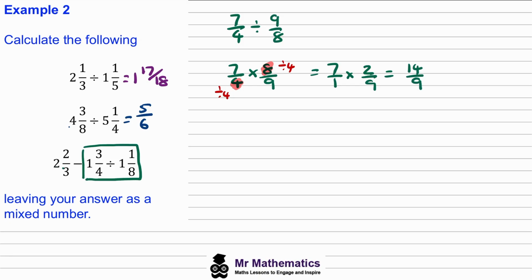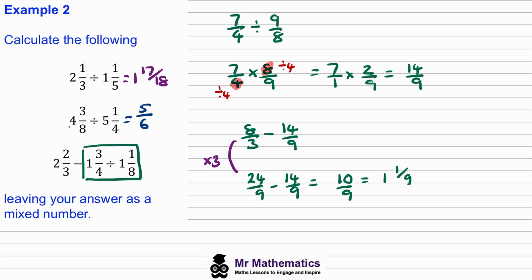So now we've got 2 and 2/3. This 2 is 6/3, added with 2/3. So 8/3 minus 14/9. Now to find the difference between these two fractions, we need a common denominator. And we know that 3 is a factor of 9. So if we multiply this by 3, we'll have 24/9 minus 14/9. This will give us 10/9, which is 1 and 1/9. Okay, how did you get on with that?